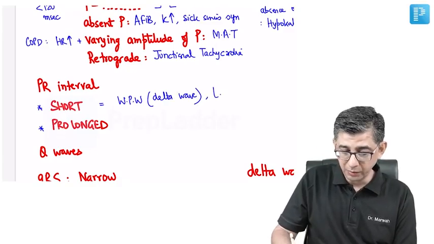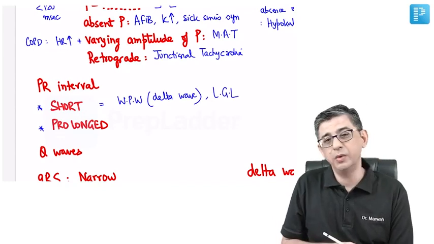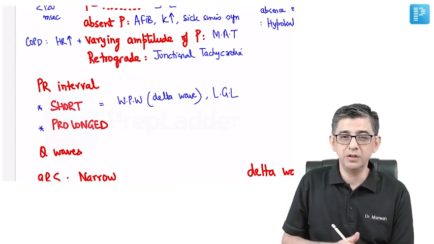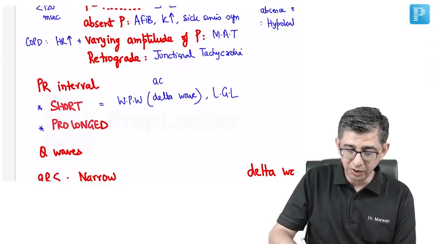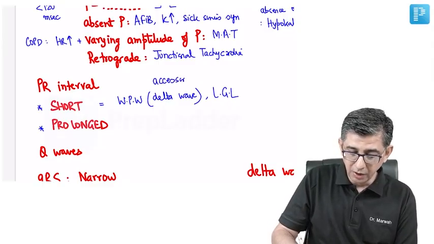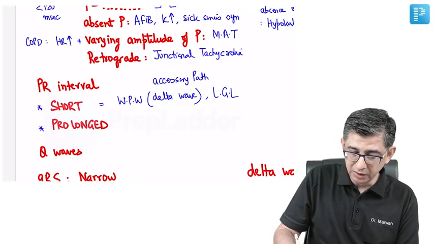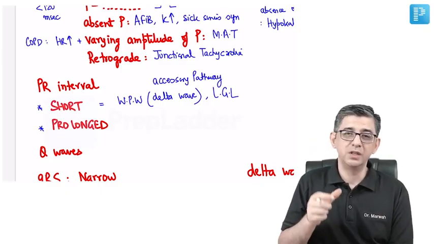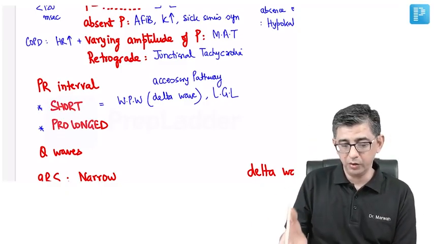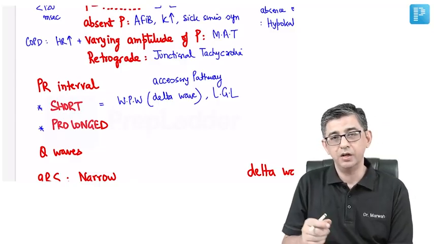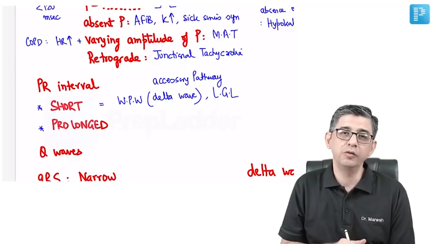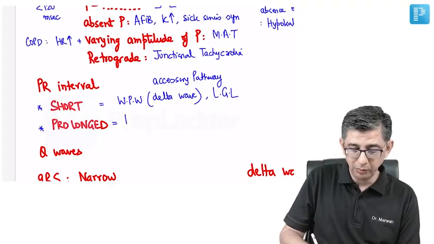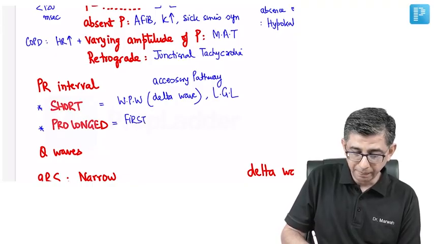And another accessory pathway that I described was called James bundle, where we had Lown-Ganong-Levine syndrome. In both of these conditions, we have an accessory pathway in the heart, that is AP. The accessory pathway in the heart will fire at a faster rate. Once it fires at a faster rate, it is going to be responsible for a shortened conduction time, and therefore I said short PR. When it comes to prolonged PR interval, this would be like a first degree heart block.